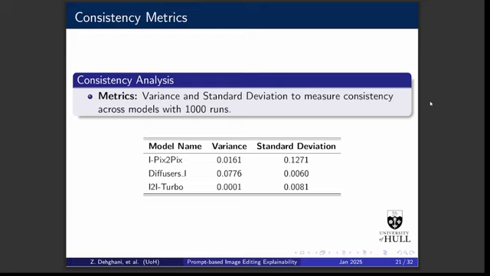For consistency, we use variance and standard deviation across 1,000 runs. We found that Img2Img-Turbo is more consistent throughout the test.